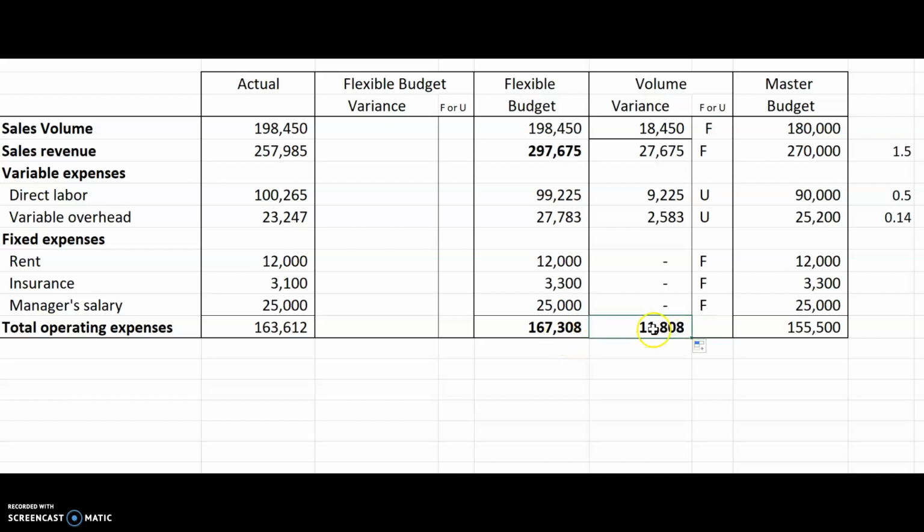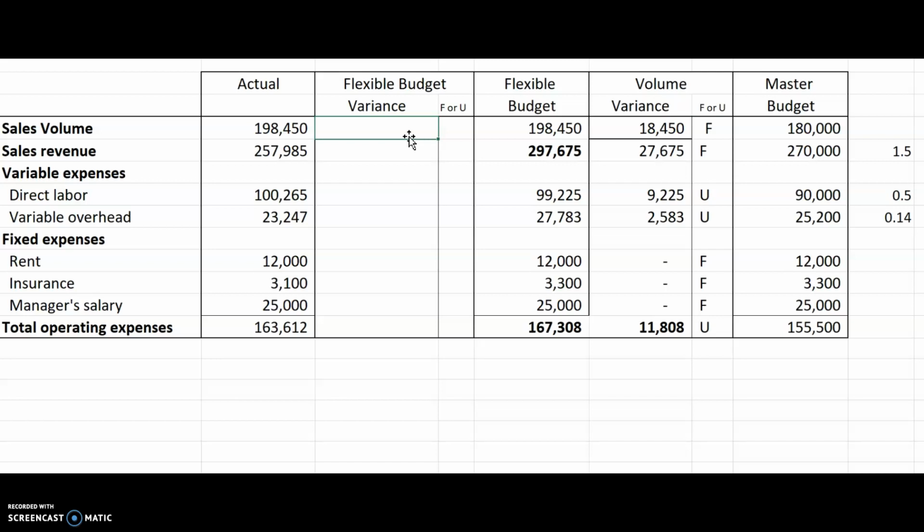Our difference between the total operating expenses and the master budget comes to 11,808. Since the flexible budget is higher, that's an unfavorable variance for the flexible budget. And so this is based on the volume. We sold 18,450 more units than we thought when we prepared the master budget.